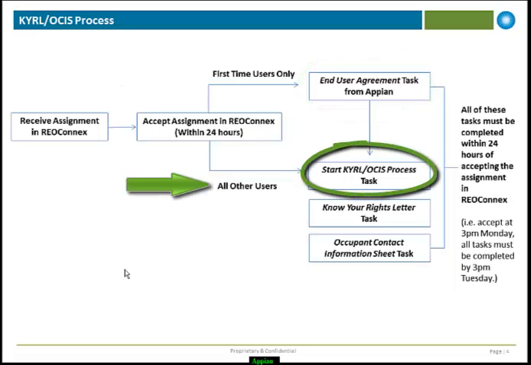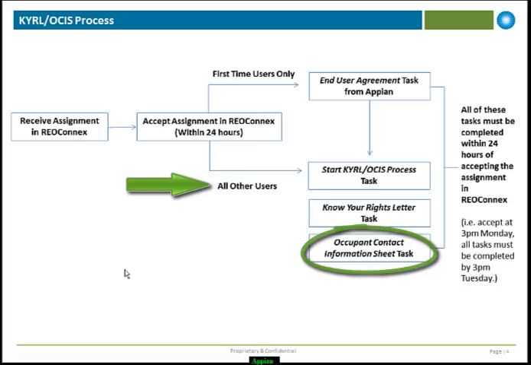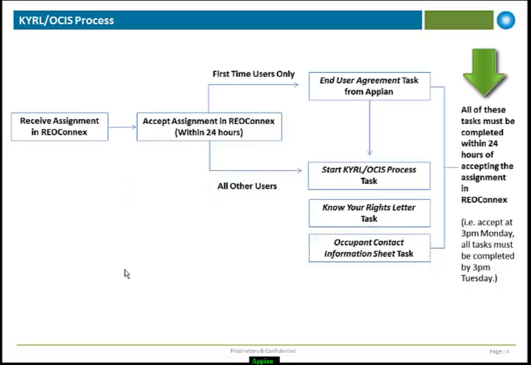After that, the Start KYRL OCIS process task will be the first task that is triggered in the Appian system. Then you will have a Know Your Rights letter task and an Occupant Contact Information Sheet task. All of these tasks must be completed within 24 hours of accepting the assignment in RioConnect.